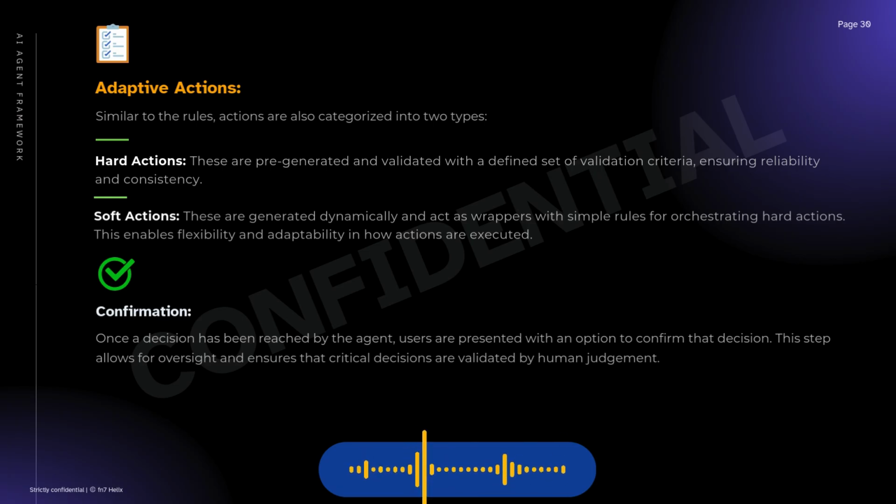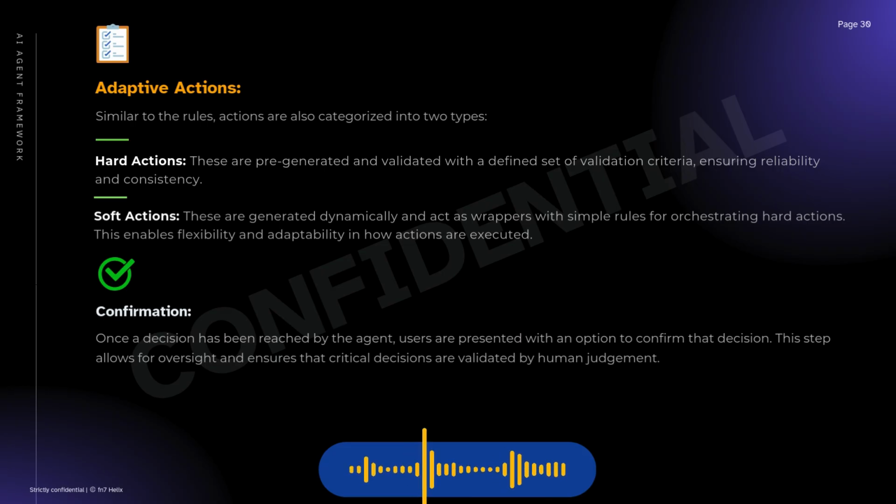So soft actions are a bit more dynamic and context aware. They act as wrappers for those hard actions, allowing the agent to tailor the execution based on the specific situation. So they give it a little bit of flexibility. A bit of customization. For example, imagine an AI agent that's tasked with scheduling a meeting. The hard action would be the actual process of creating that calendar event and inviting the participants.